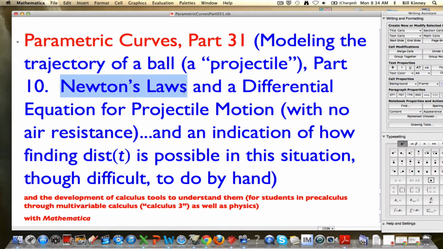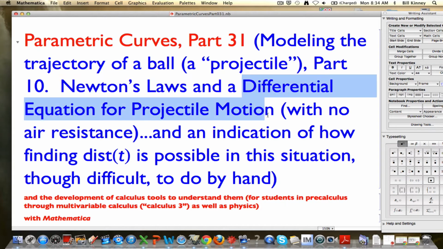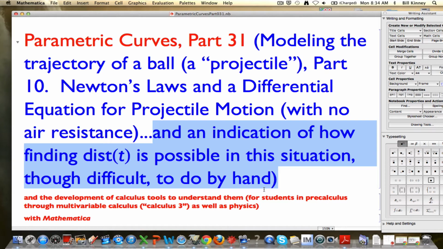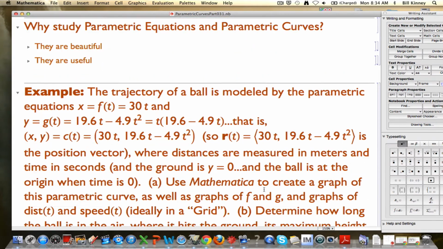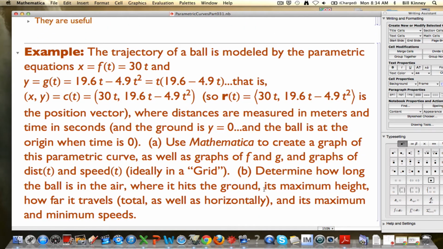So we're going to talk about Newton's laws, in particular Newton's second law, and how it's related to something called a differential equation for projectile motion with no air resistance. And we're going to give an indication of how to find the distance traveled function, dist of t, in this situation, that it's possible to do by hand, though it's very difficult. So here's the situation again. Pause the video, look this over.